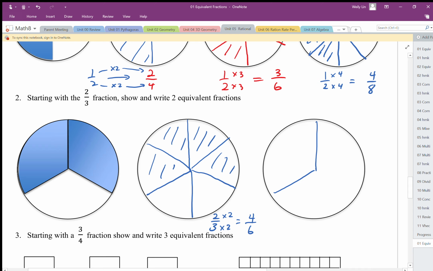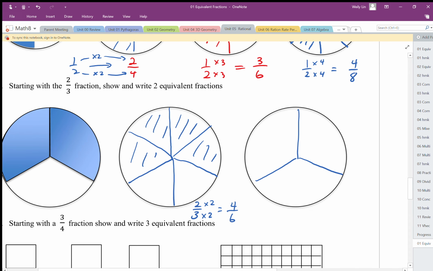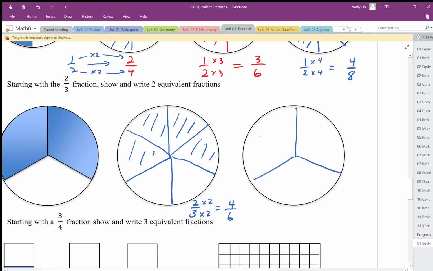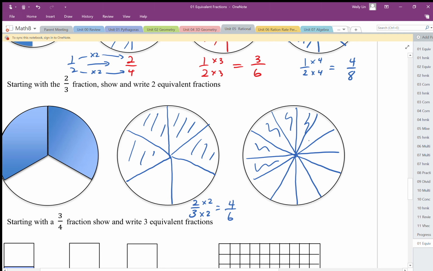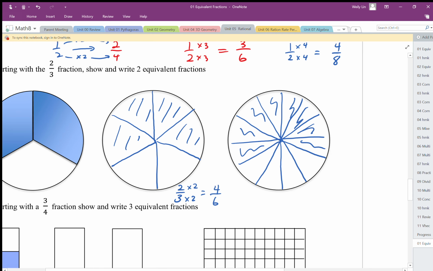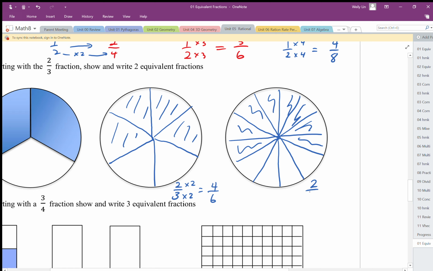Okay, we can take our original 2/3, we can chop this up. The easiest way would be 1/2 and 1/2, so I'm going to do that. So I'm going to divide this up into 2 parts and then 4 parts. Okay, so our original 2 parts to 3 parts, we're going to do groups of 4, groups of 4, and so we have 8/12 as an equivalent fraction.